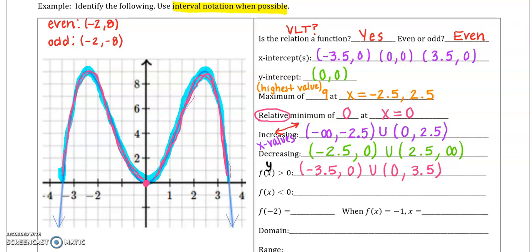Now let's do the opposite. When is our graph below the x-axis? That's going to be in these regions here. Again, we're thinking about it in terms of x values. If I look at my graph, all of these numbers are negative x values, so I start at negative infinity. I keep going until I hit the x-axis, which is at a value of negative 3.5.